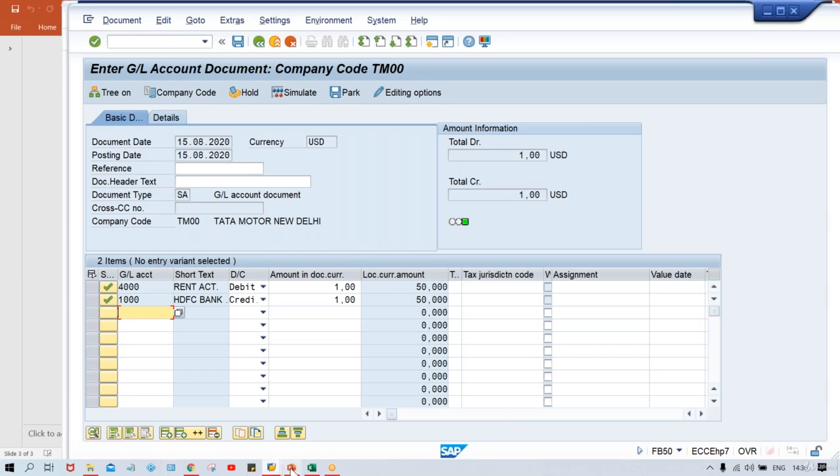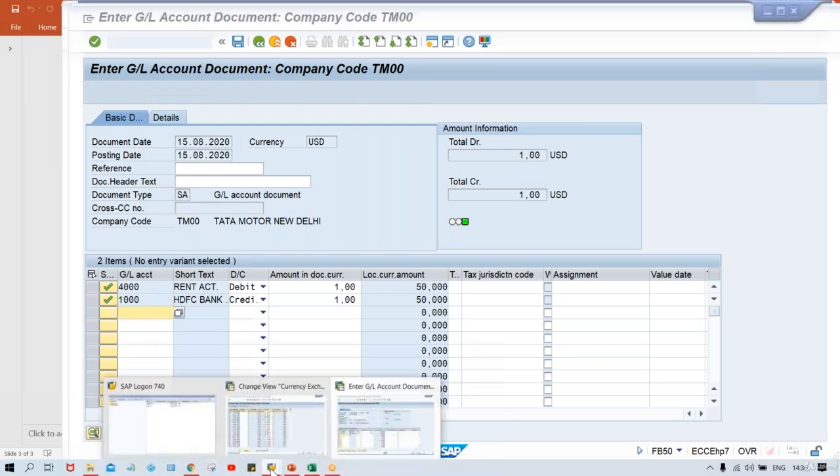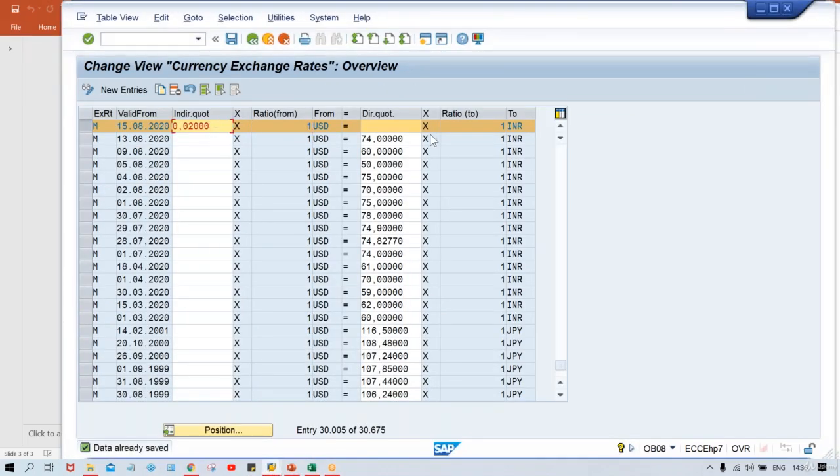Why? Because same thing. 0.02 USD equals 1 Indian currency. So 1 USD equals how many Indian currency, guys? A simple mathematical calculation is there. 1 USD equals how many? How many US currency? Sorry, so 0.02 USD equals 1 Indian currency, right?